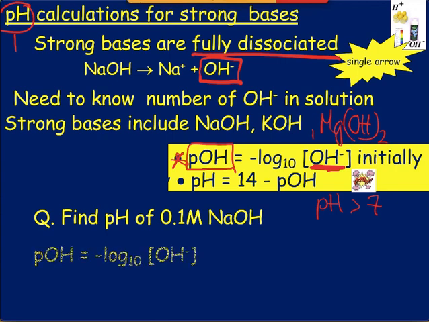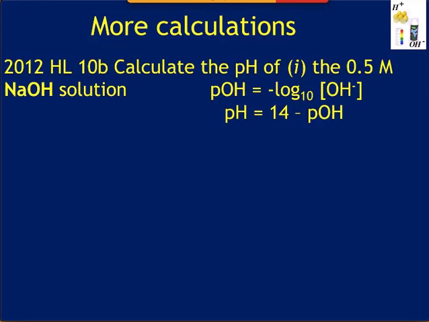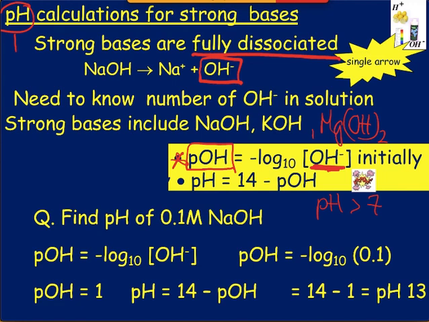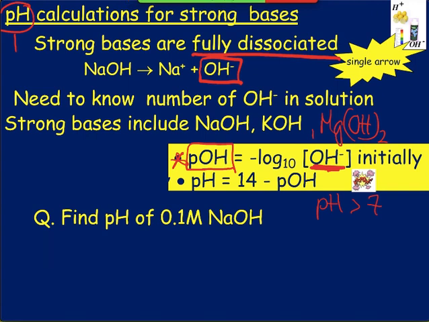Find the pH of 0.1 molar NaOH. So you now have to use the formula. We're trying to find the pH of 0.1 molar NaOH, and the giveaway is that you have to know that this is a strong base. If you don't know that, then you're never going to get the right answer.